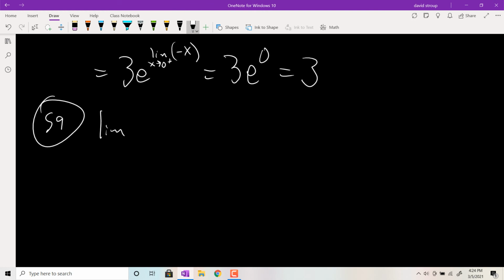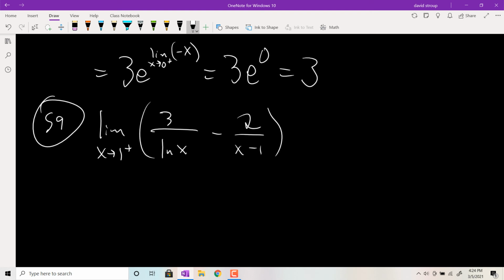So we have the limit as x goes to 1 from the right of 3 all over ln of x minus 2 all over x minus 1. So the first guy, as x goes to 1 from the right, ln of x will go to 0 from the right. So it's going to go to positive infinity. Minus, as x goes to 1 from the right, you'll have 2 all over something really small positive. That will go to infinity as well.